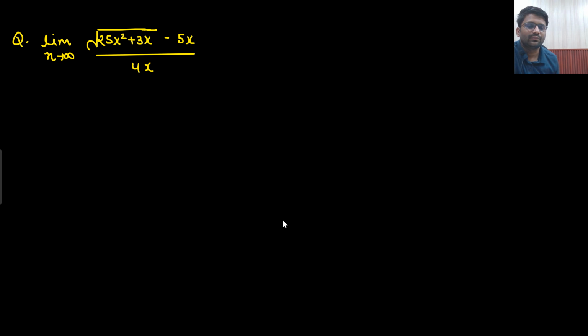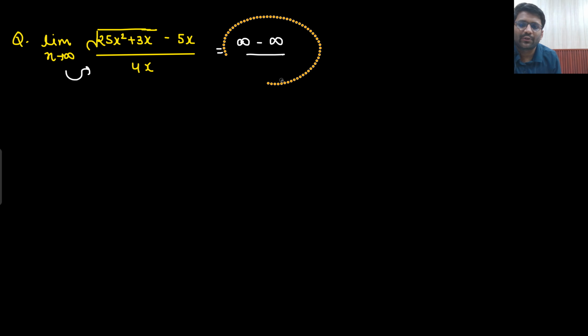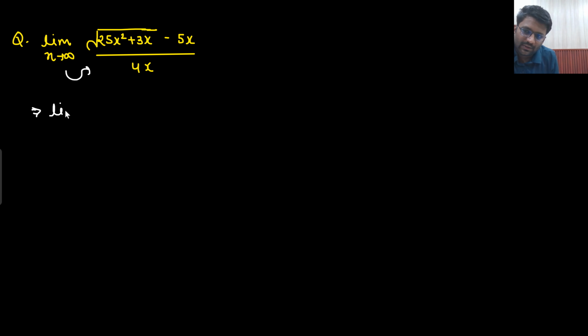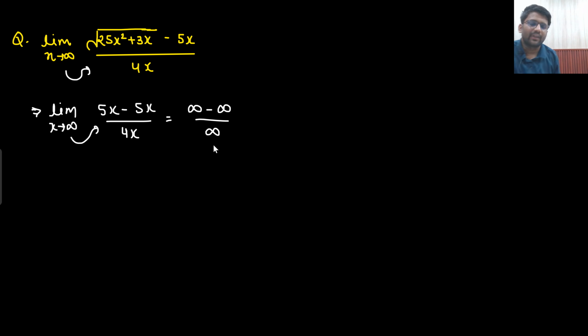Try doing it on your own. What will you do? If you directly put it here, again you would see infinite minus infinite divided by infinite. First, what will my intuition say? My intuition will say to start ignoring things. Limit x tending to infinity, 25x square is much bigger than 3x. So what can I replace this with? 5x. 5x minus 5x divided by 4x. There you go, infinite minus infinite divided by infinite.